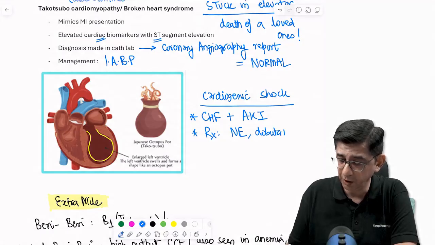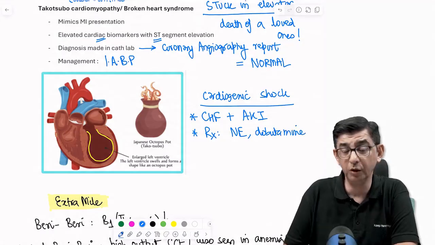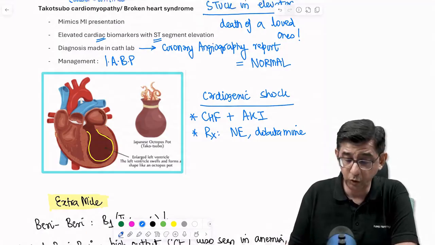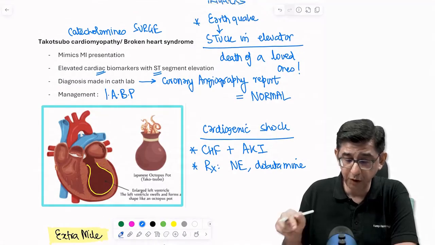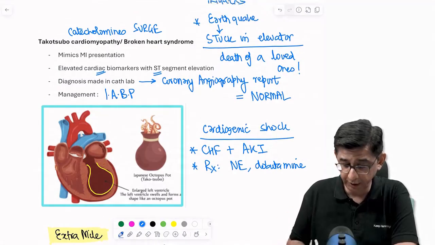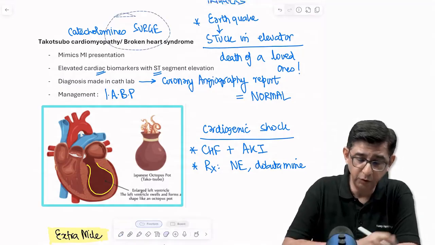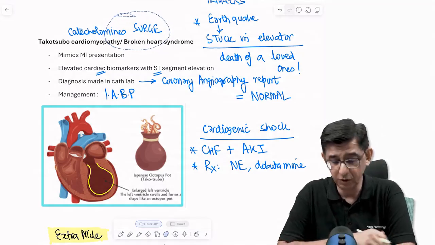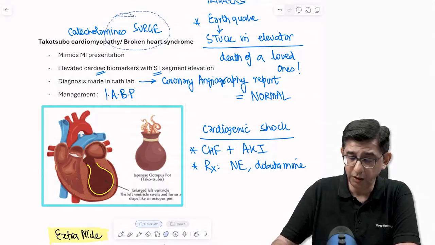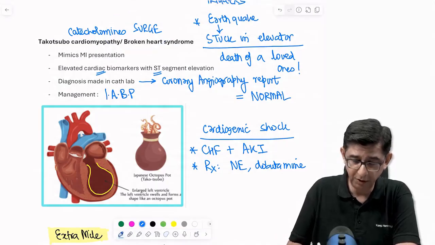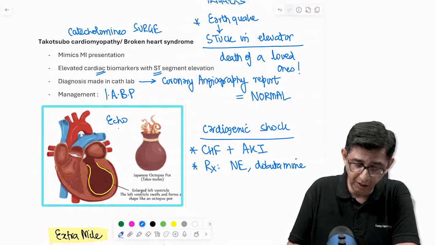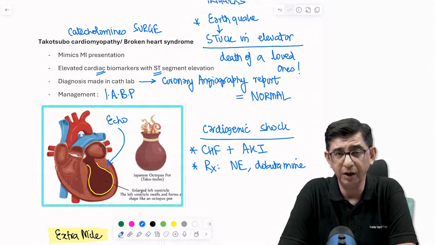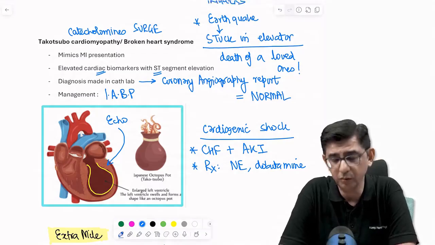We nowadays don't recommend using dopamine because of the pro-arrhythmogenic potential, but this is the only variety of cardiogenic shock where we don't use norepinephrine or dobutamine, because already there is a catecholamine surge now. If I give norepinephrine to this patient, he will rather have more damage to his left ventricle. If I do a bedside echocardiography in this particular patient, it will show this peculiar bulge of the wall of the left ventricle, and the Japanese name for this is Takotsubo cardiomyopathy.